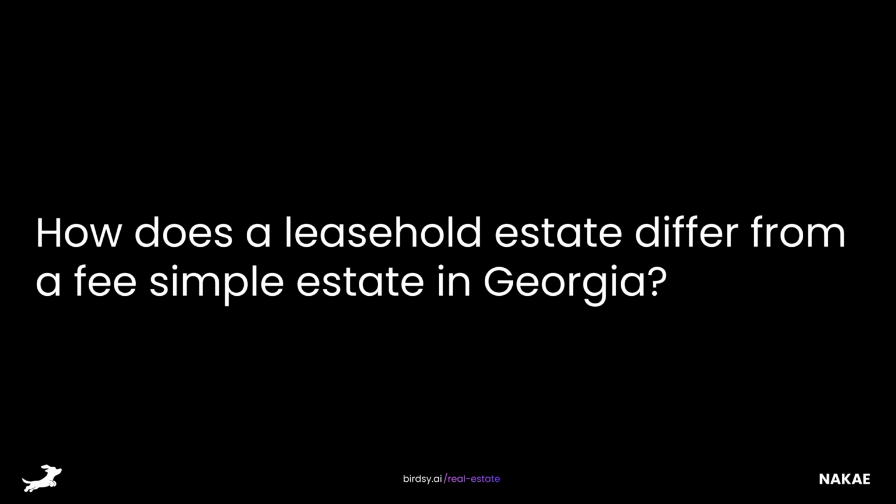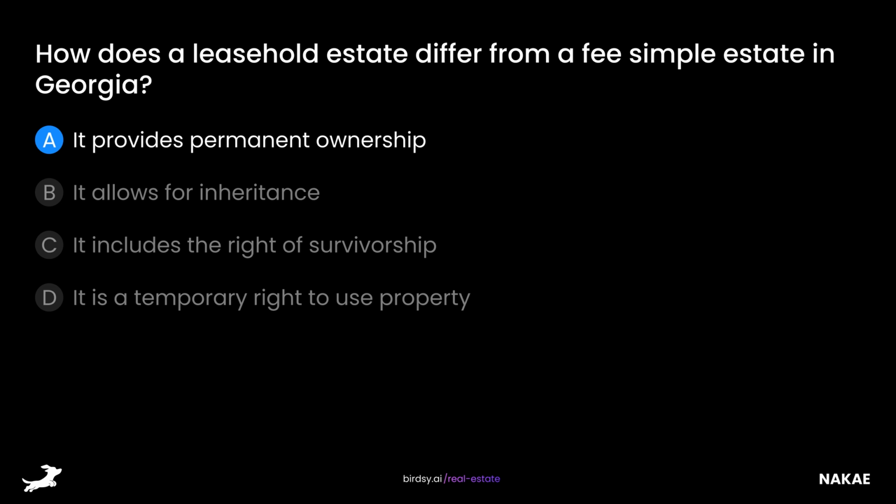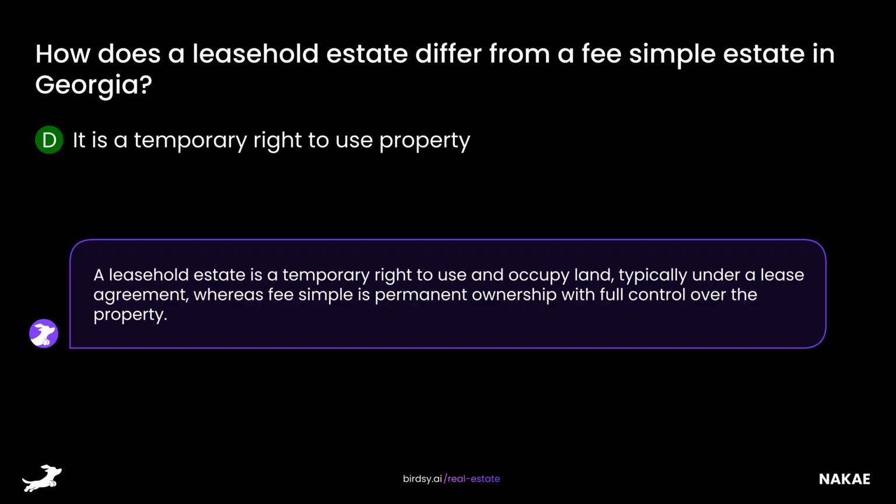How does a leasehold estate differ from a fee simple estate in Georgia? Is it A, it provides permanent ownership, B, it allows for inheritance, C, it includes the right of survivorship, or D, it is a temporary right to use property? The answer is D, it is a temporary right to use property. A leasehold estate is a temporary right to use and occupy land, typically under a lease agreement, whereas fee simple is permanent ownership with full control over the property.